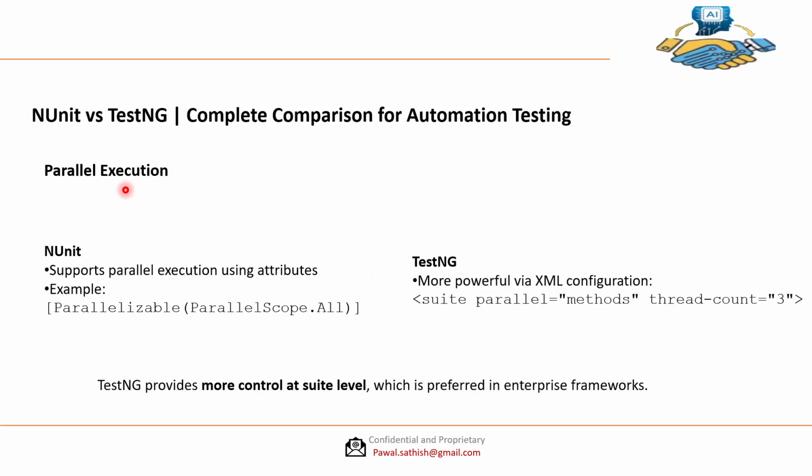Again, coming to parallel execution, both support it. In TestNG, we need to update the suite in testng.xml. We need to give the thread count and mention parallel equal to methods or classes. And in NUnit, we need to use an attribute. Here you can see Parallelizable, ParallelScope.All.